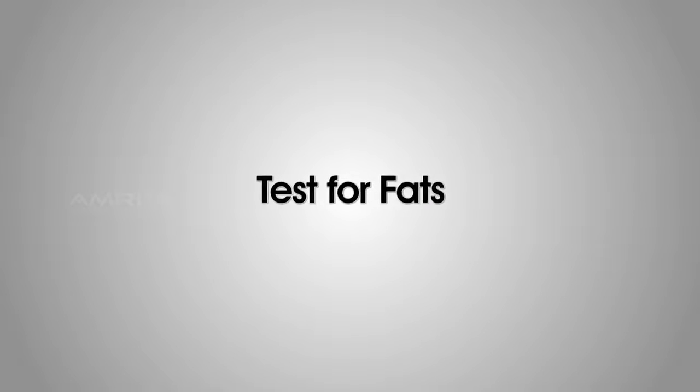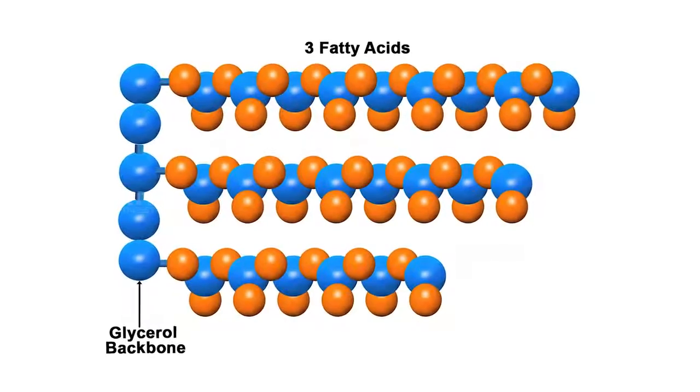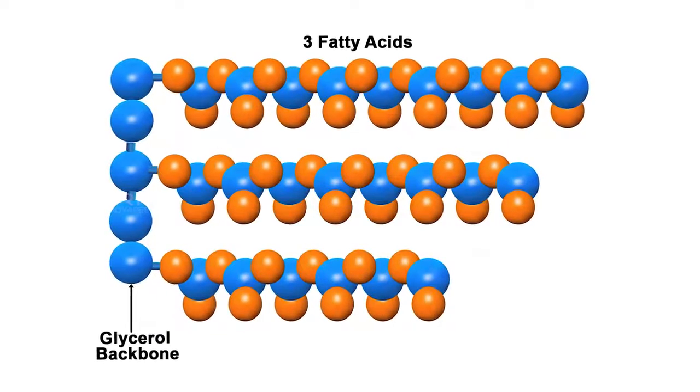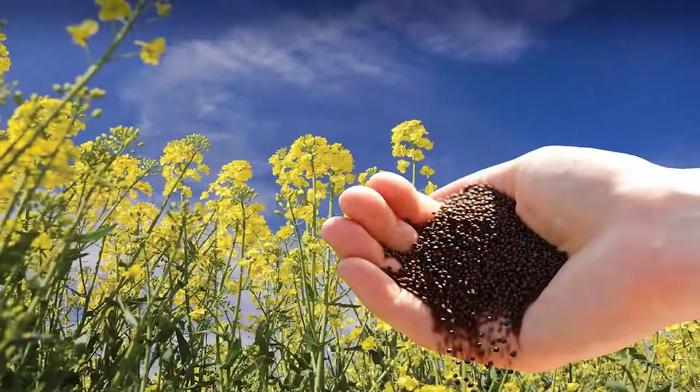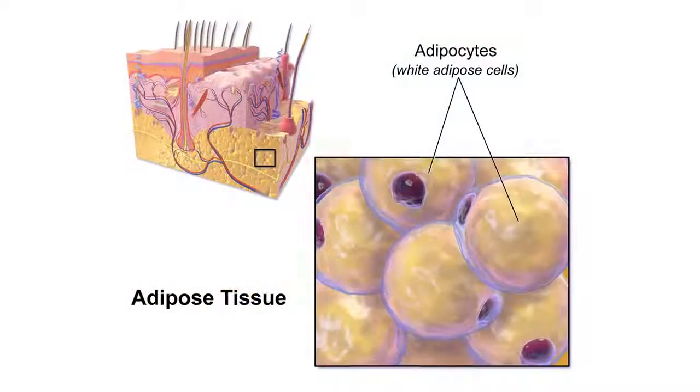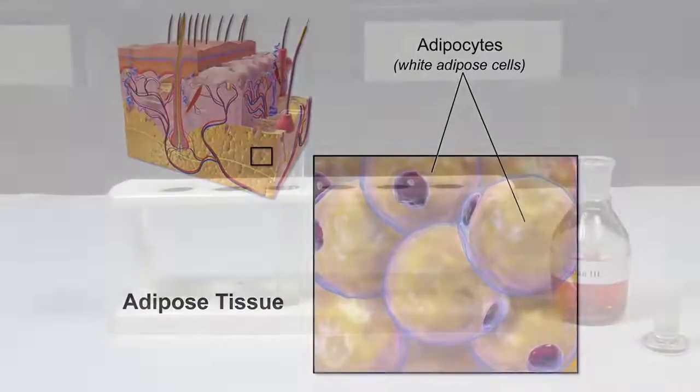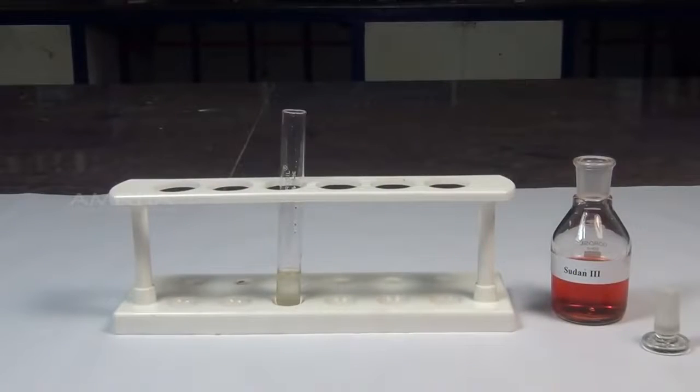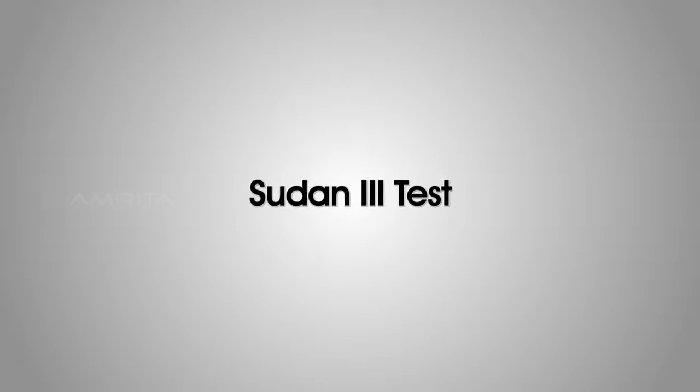Test for fats. Fats are complex molecules made up of fatty acids and glycerol. They are found stored in many oil seeds and some animal tissues. The test that is used to check for the presence of fats in food substances is the Sudan-3 test.